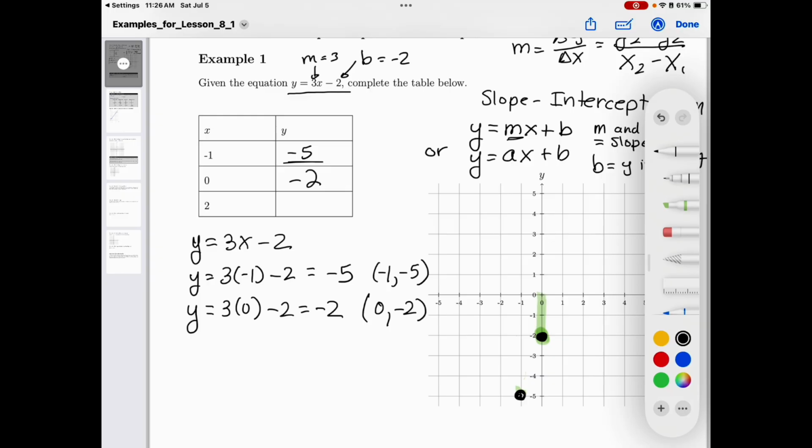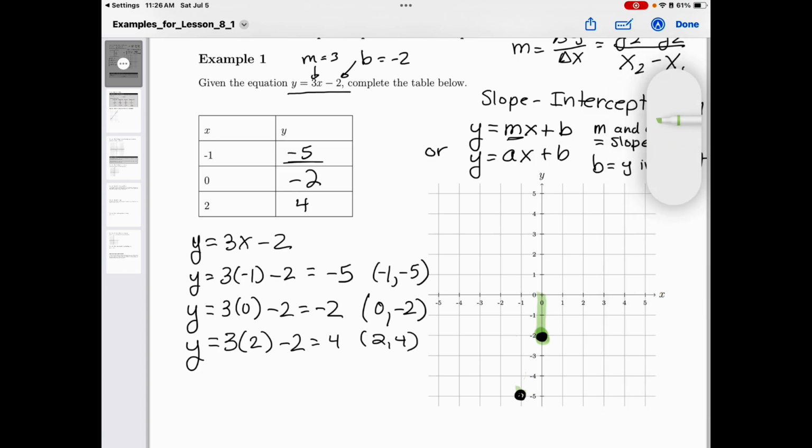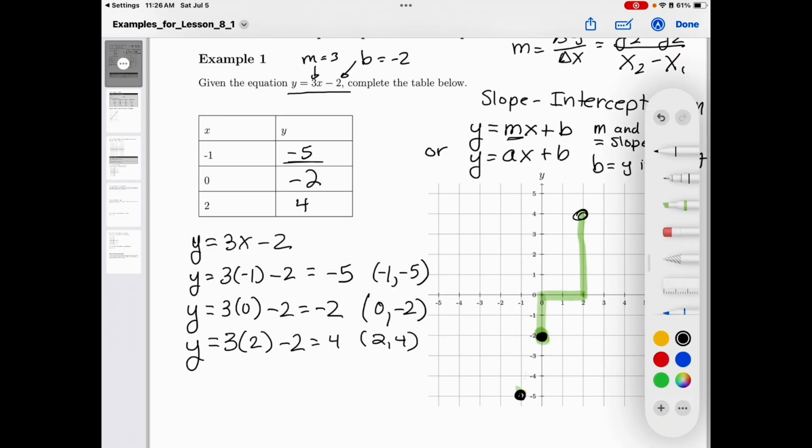Okay, let's do the last one. Y is equal to 3 times 2. This is when x is 2. So I have 3 times 2 is 6, minus 2 is 4. So my ordered pair for this one is going to be 2, 4. So for the horizontal distance, I'm going to come out 2, and then I'm going to go up 4, and so there's where my point should be.